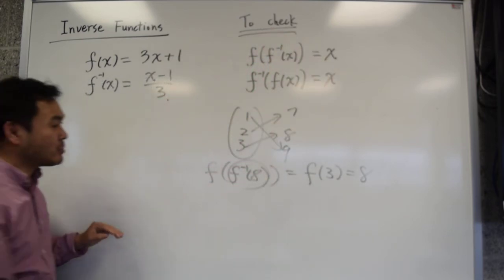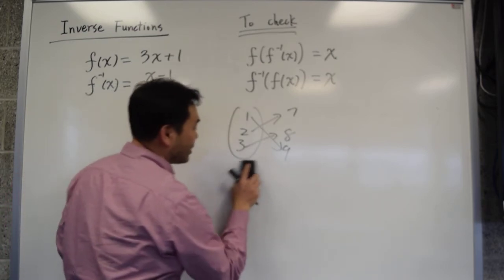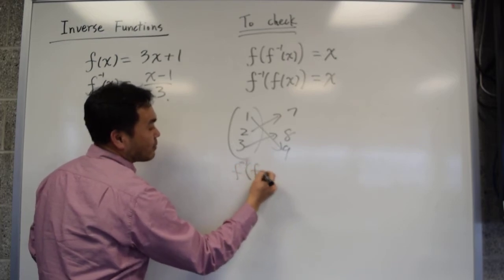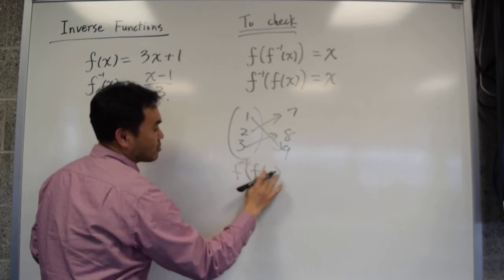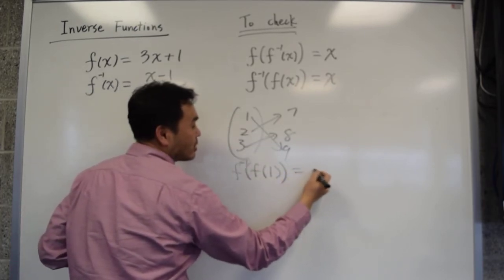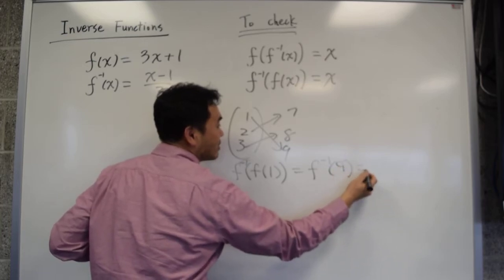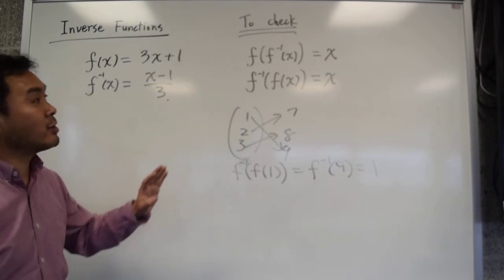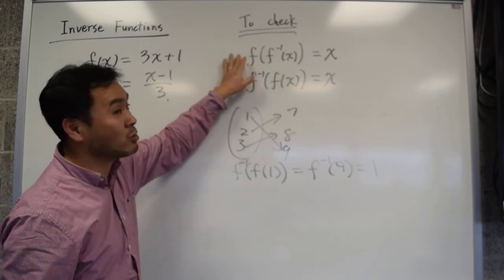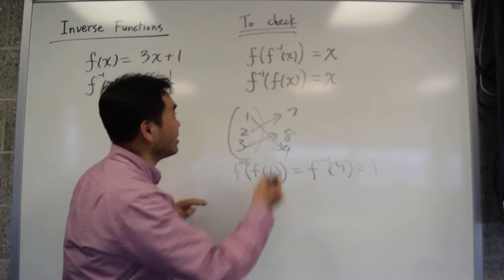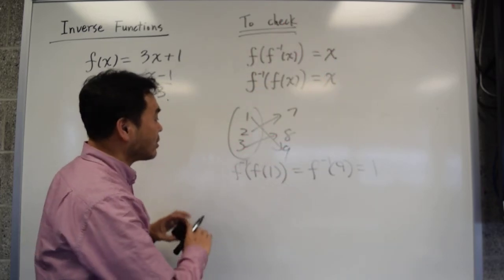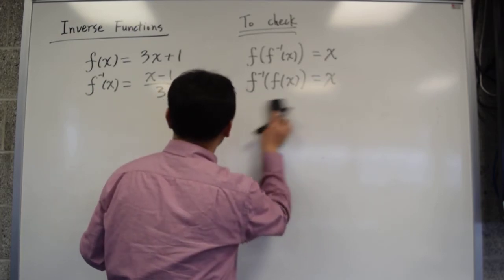Same thing if you do it the opposite way, if you do f inverse of f. Let's do f of 1. What's f of 1? 9. And then what's f inverse of 9? 1. So in other words, if you have an inverse function and the original function, when you compose them, they cancel each other out, and then you get the x back. Now that's a great way to check whether you got the correct answer.